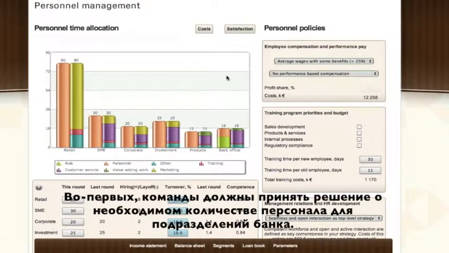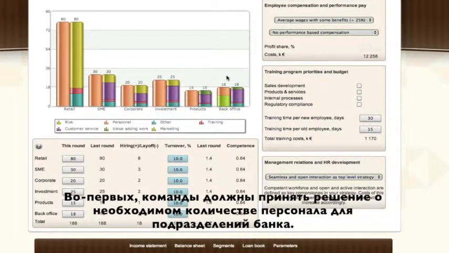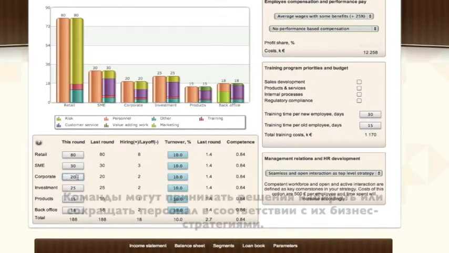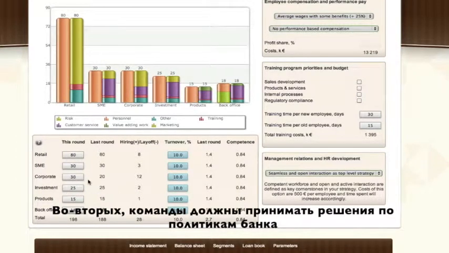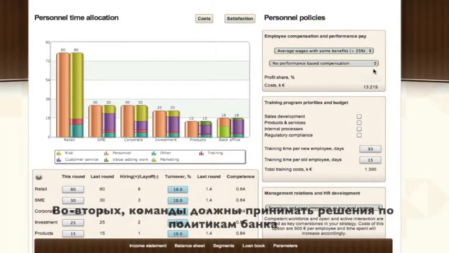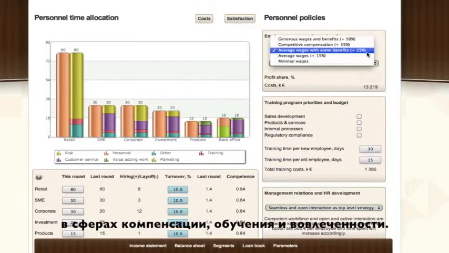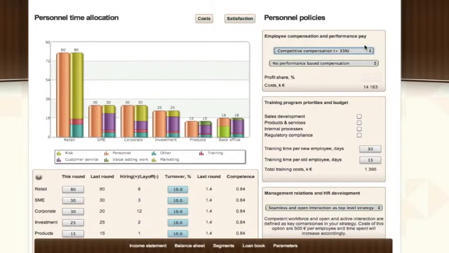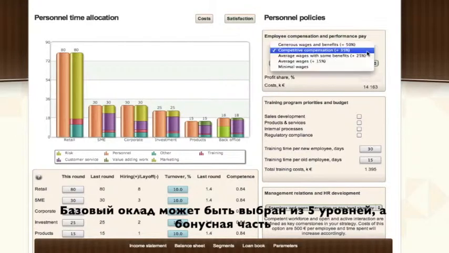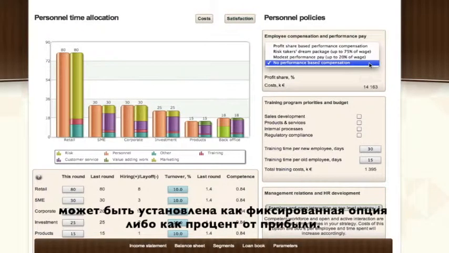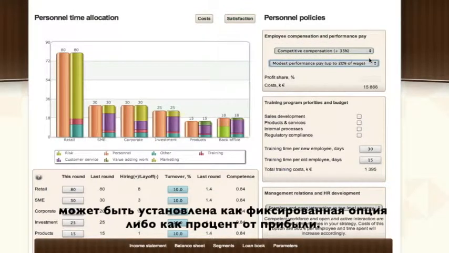Firstly, teams must decide on appropriate personnel levels at each of the bank's departments. Teams are able to either hire or lay off people according to their individual strategies. Secondly, teams must decide on a set of personnel management policies related to compensation, training, and engagement. Compensation is a combination of base pay and incentive pay policies. Base pay can be set at 5 different levels, whereas incentive pay offers a choice of preset options and a freely set profit share-based option.